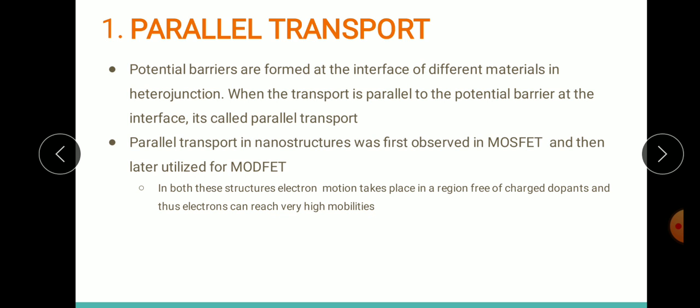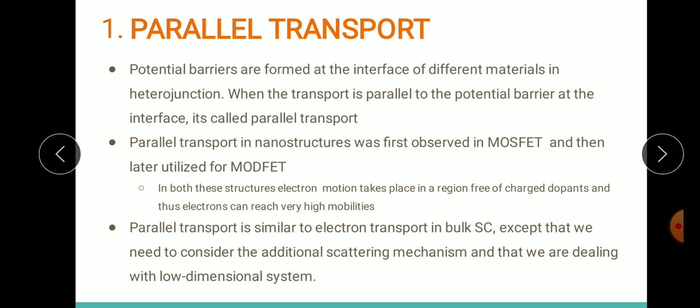Now, parallel transport is similar to the transport in bulk semiconductors. We have seen that, right? We have just discussed that. Now, what we have to consider in the case of parallel transport in nanostructure is that we have additional scattering mechanism. And now we are not dealing with bulk semiconductors. We are dealing with low dimensional system, and that is very important.